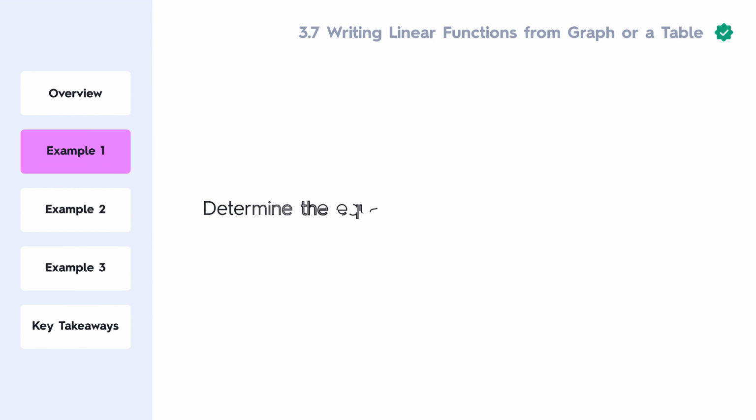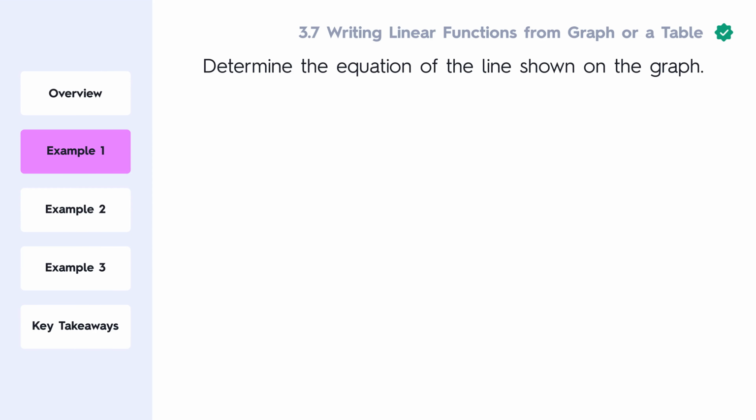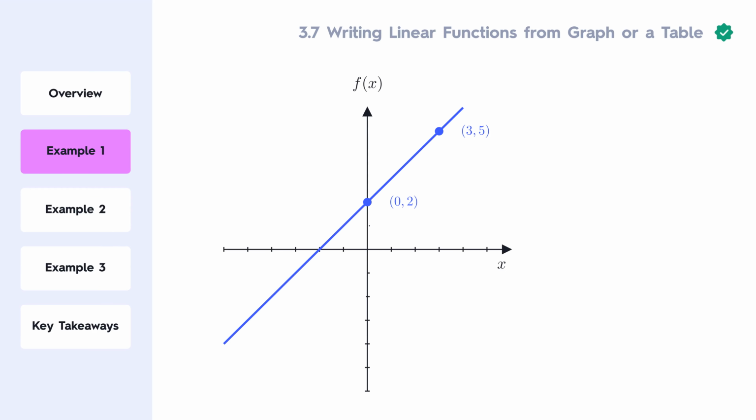Let's see how this works with an example where we need to determine the equation of the line shown on the graph. To write the equation of this line, we need two key pieces of information: the slope m and the y-intercept b. B, which is the y-intercept, is where the line crosses the y-axis. From the graph, we can see that the line crosses the y-axis at the point 0, 2. So, the y-intercept b equals 2.